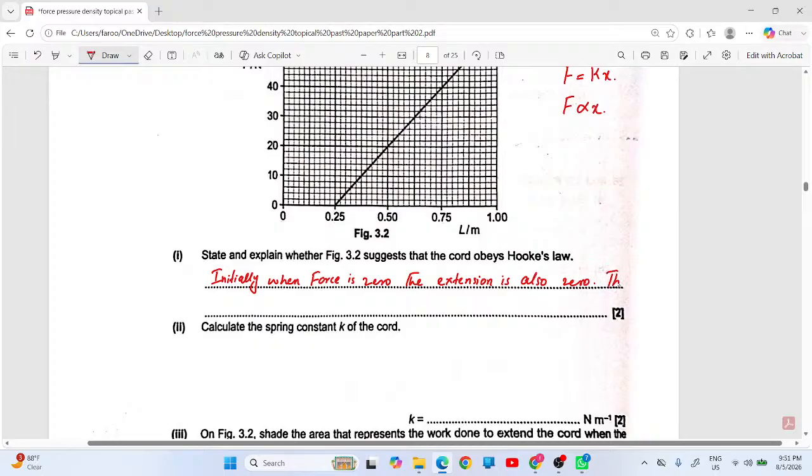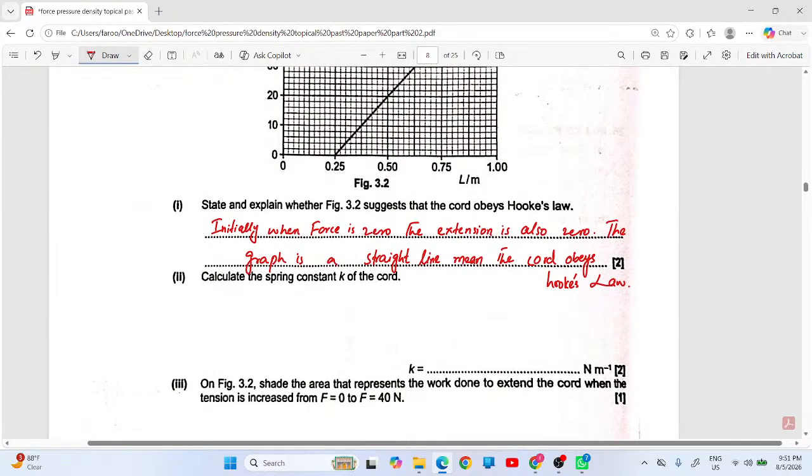The graph is a straight line, which means the cord obeys Hooke's law. The cord obeys Hooke's law.